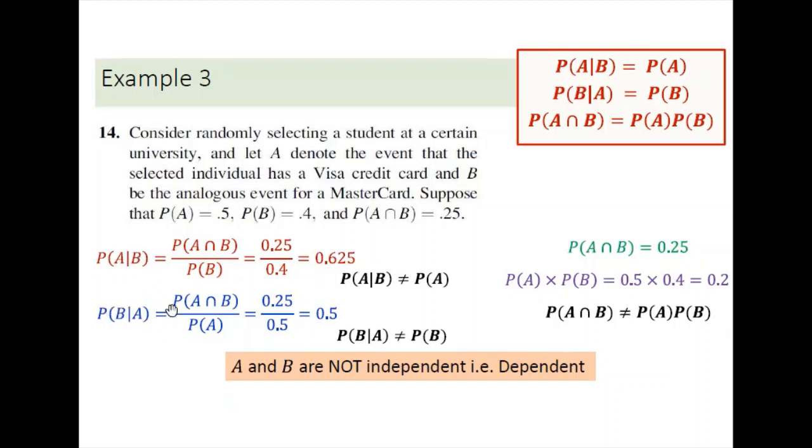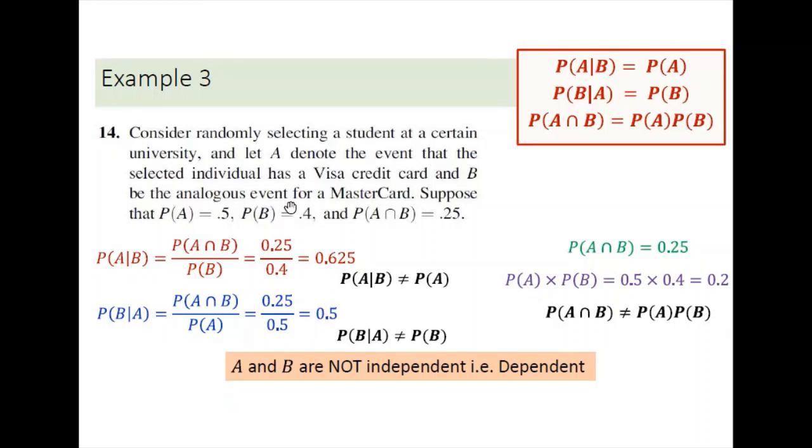But if we want to use this equation again, the probability of B given A is the probability of A and B divided by probability of A, again 0.25 divided by 0.5, and the result is 0.5.